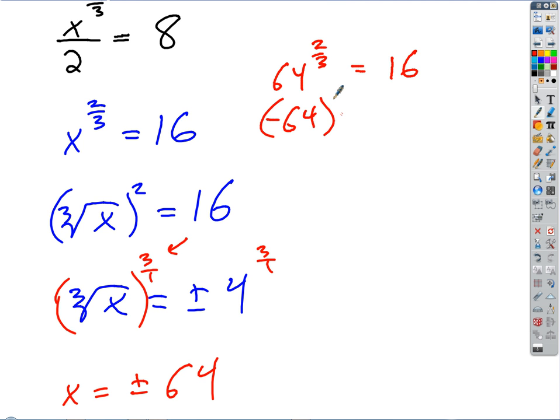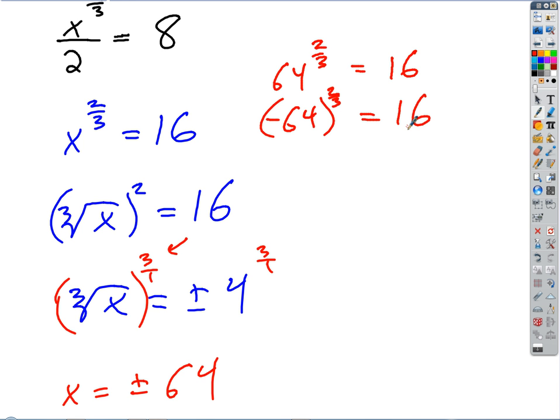Okay, so negative 64 to the 2/3. Still works, doesn't it? The cube root of negative 64 is negative 4, negative 4 squared is 16, equals 16, right? Does that make sense?